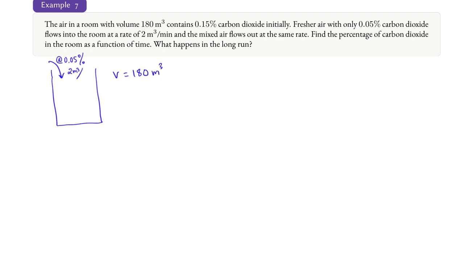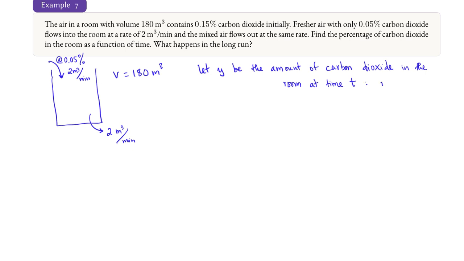The volume of the room is 180 cubic meters. Fresh air with only 0.05% of carbon dioxide is entering the room, mixed, and flows out at the rate of 2 cubic meters per minute. We let y be the amount of carbon dioxide in the room as a function of time. When time is 0, initially, the amount of carbon dioxide in the room is 0.15% times 180, which is the volume, and this will give us 0.27 cubic meters.